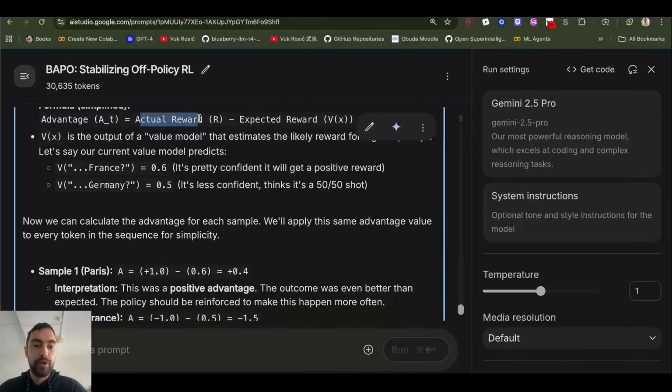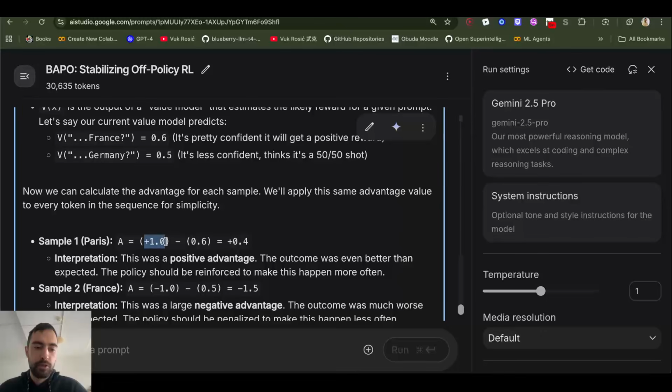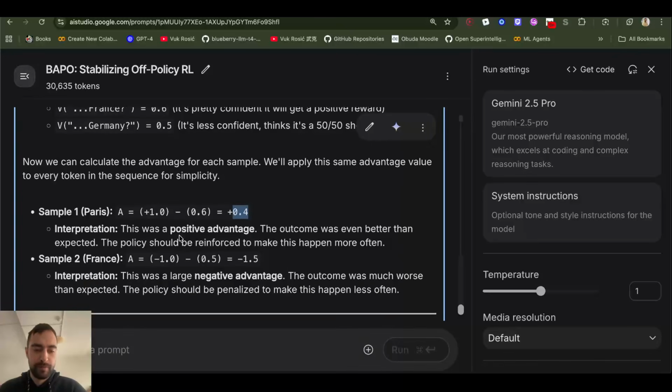So the actual reward we got for Paris is +1 minus expected reward 0.6. So the advantage is 0.4. So this is how much better than expected it performed. And here it actually performed worse than expected. For example, here it was expected to perform well. 0.5 is expected reward. But it got -1. So it performed actually way worse than expected. So now the advantage is -1.5. This is a big disadvantage, or let's say this is a big negative advantage, because it was expected to do well actually.